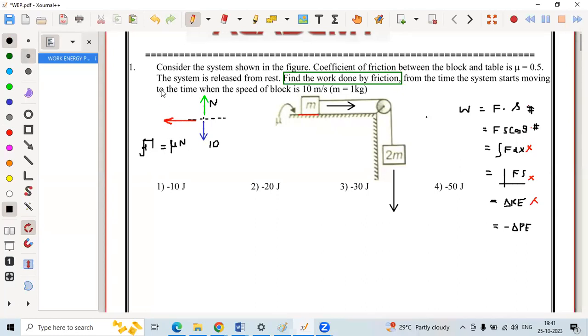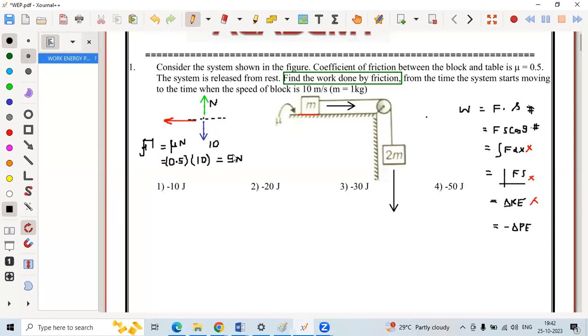Mu value is given 0.5. Can anyone say from the diagram what the normal reaction value is? 10. That's mg. Very good. Because at equilibrium, upward force is equal to downward force. So normal reaction will be 10. Right? So what is frictional force? 0.5 into 10, that is 5 by 10 into 10, which is 5.